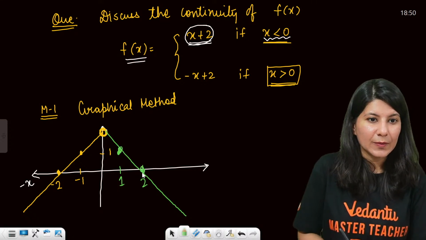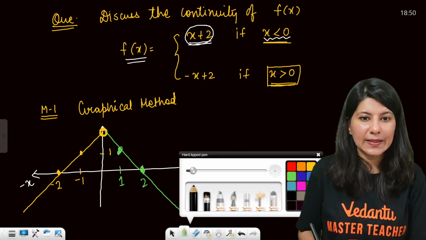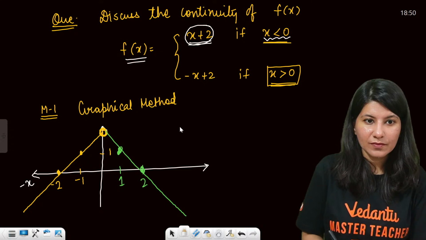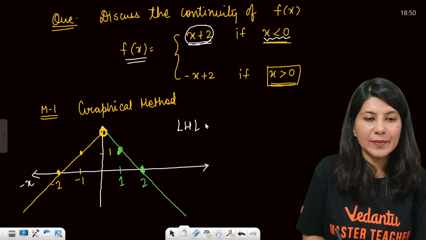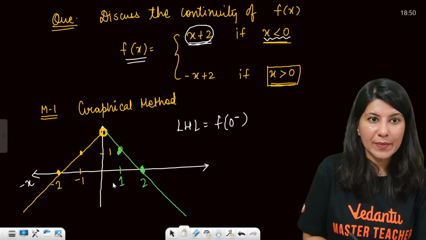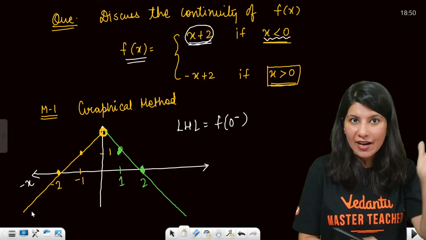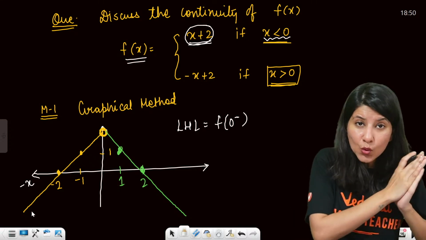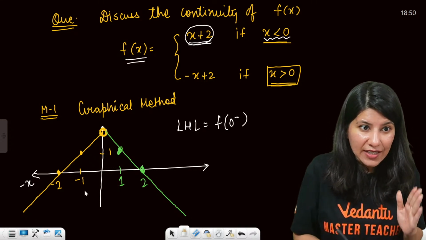Now, just tell me one thing, first of all, left hand limit will be equal to what? F of 0 minus. So basically you can see that the graph is actually smooth on the left hand side of the x-axis.